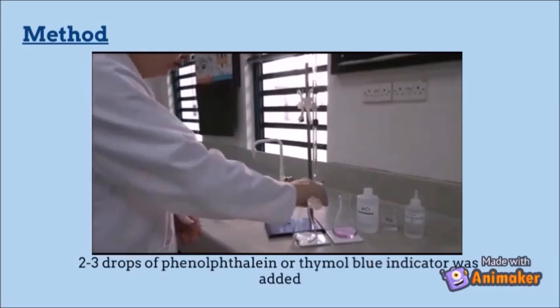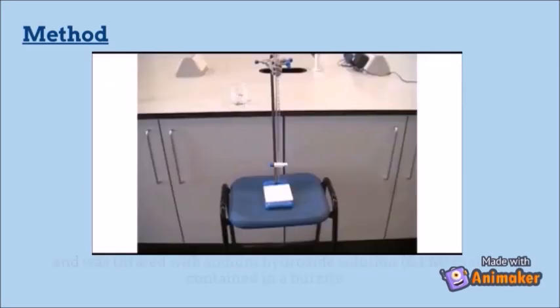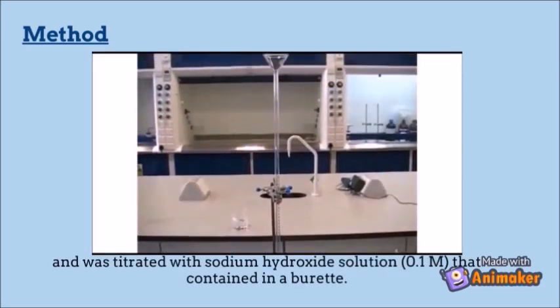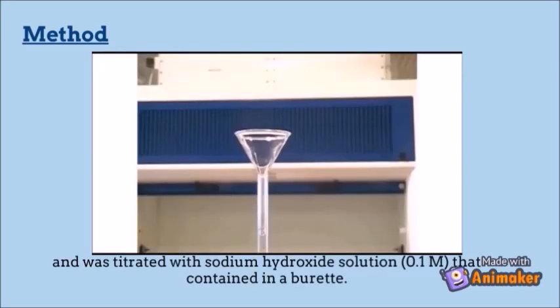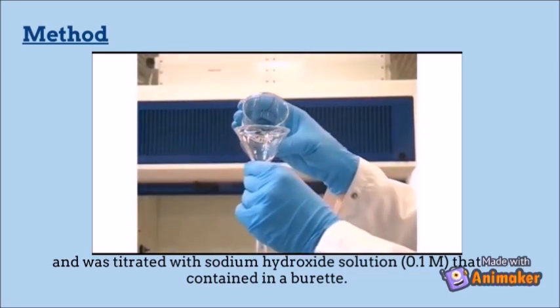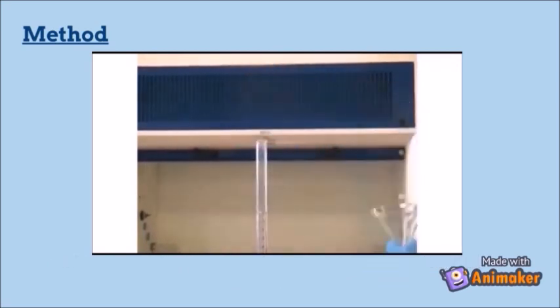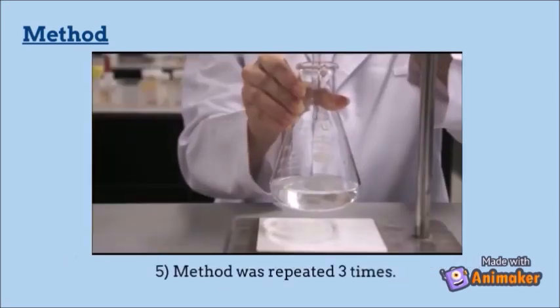Two to 3 drops of phenolphthalein or thymol blue indicator were added and it was titrated with 0.1 molar sodium hydroxide solution contained in a burette. The method was repeated 3 times.